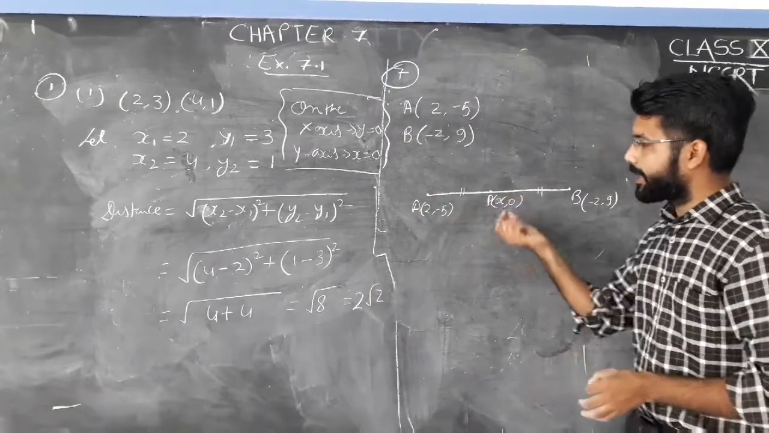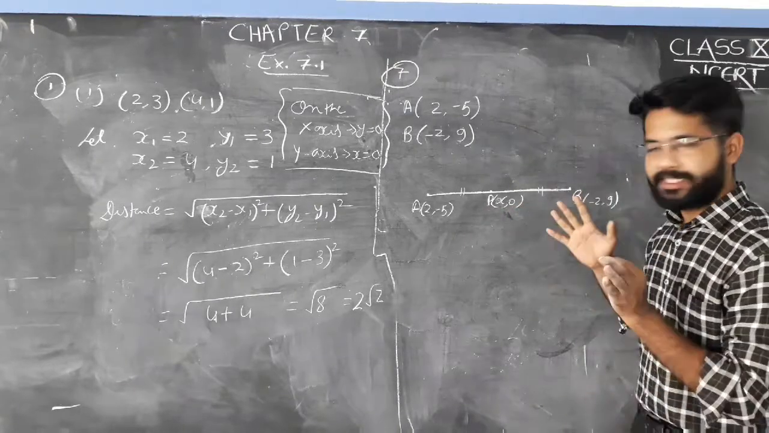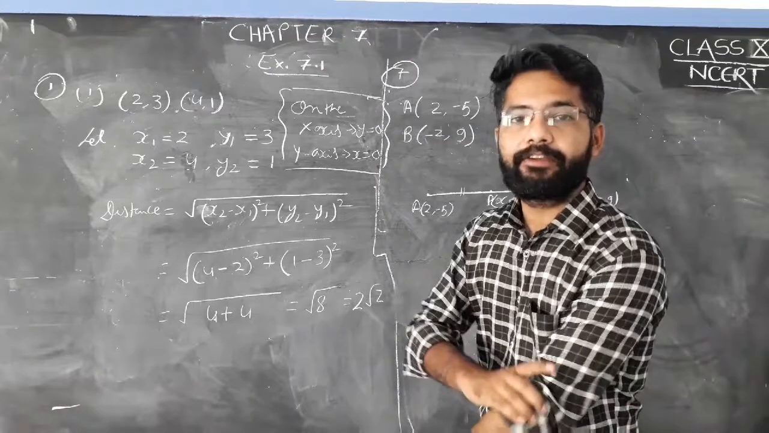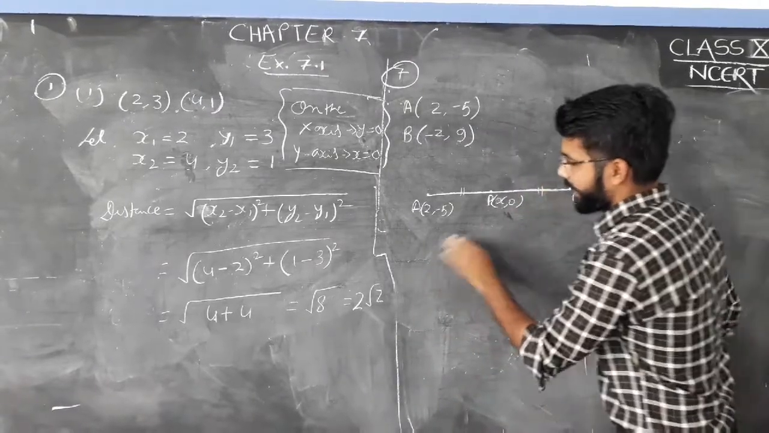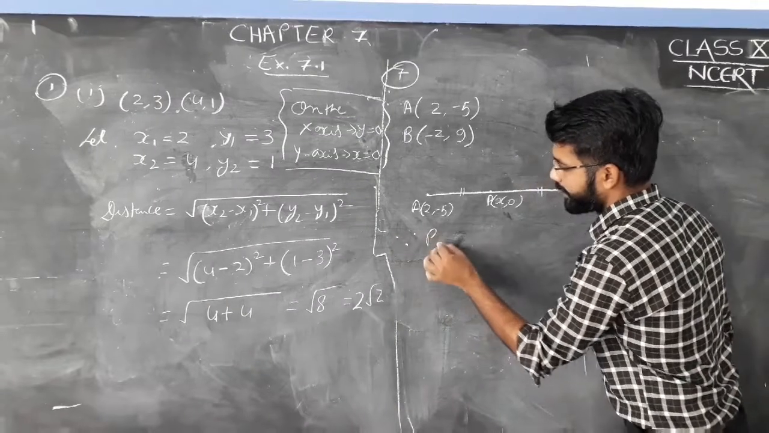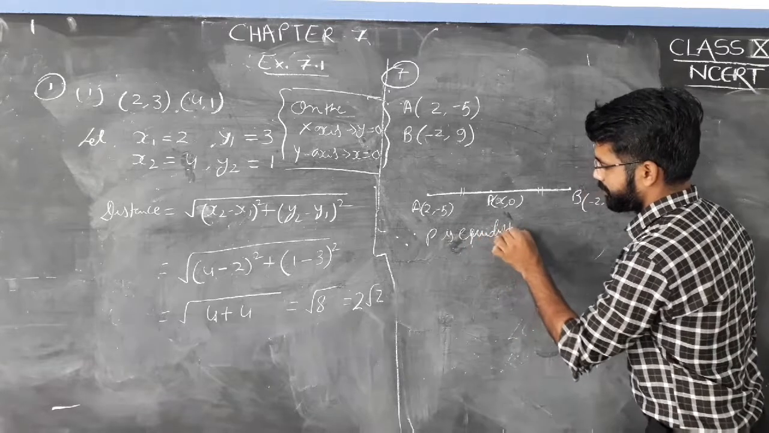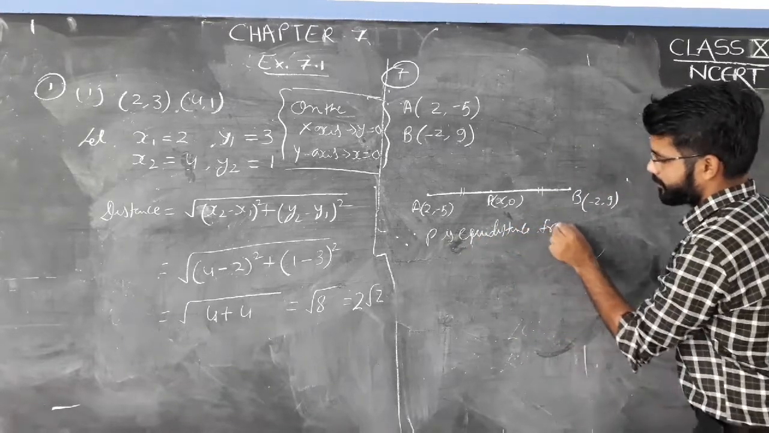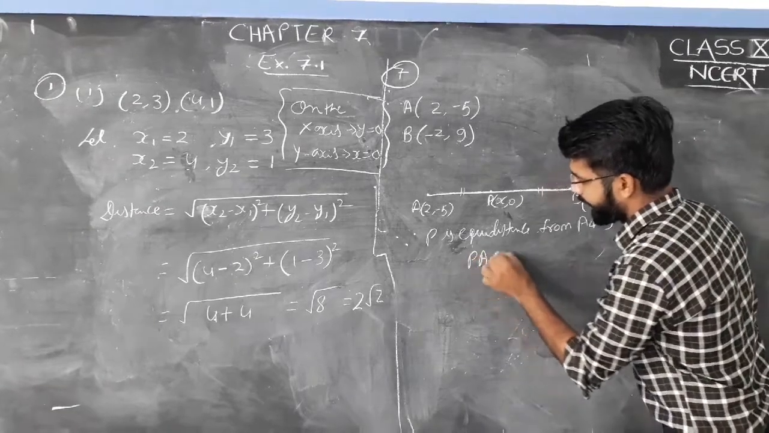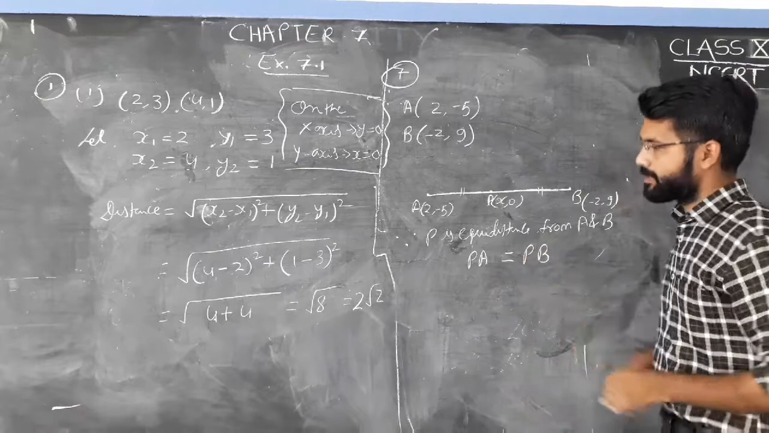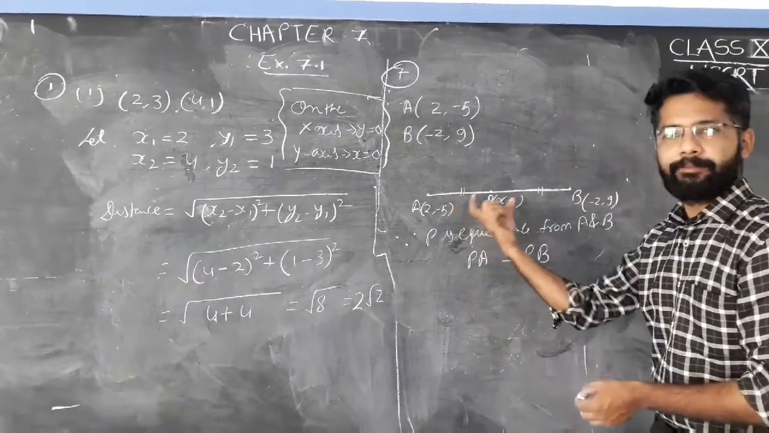A और B के coordinate given है. P को x axis से find करना है. That's why I have taken y as 0. Is it clear? So I will use the same distance formula. Since P is equidistant from A and B, therefore PA will be equal to PB, meaning the distance from P to A and P to B are equal.